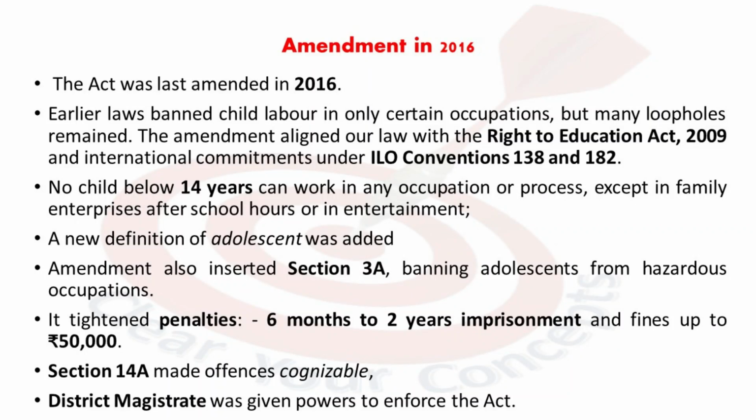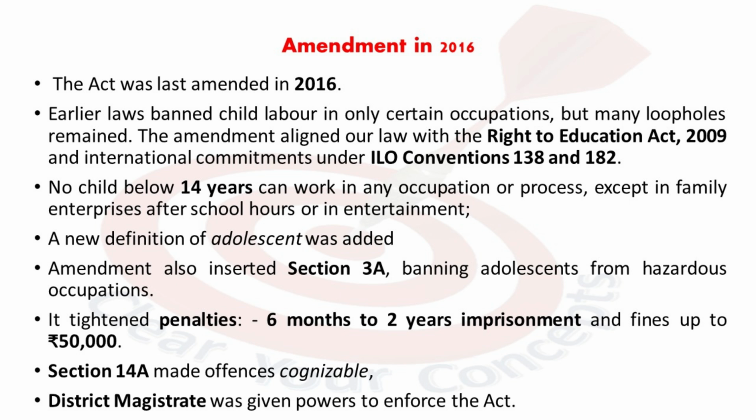Now, no child below 14 years can work in any occupation or process, except in family enterprises after school hours or in entertainment, like TV or films, but not circuses. A new definition of adolescent was added for those between 14 and 18 years. Adolescents can work, but not in hazardous industries. For example, they cannot be employed in mining or fireworks. The amendment also inserted Section 3A, banning adolescents from hazardous occupations.